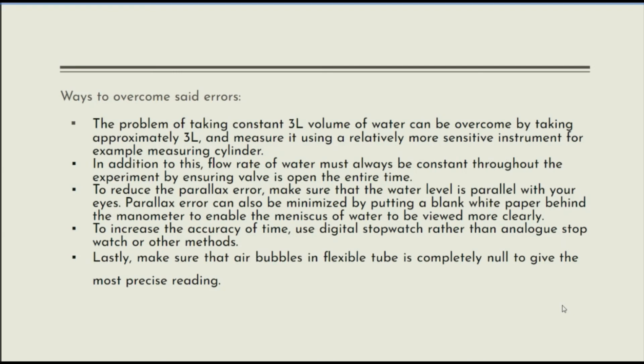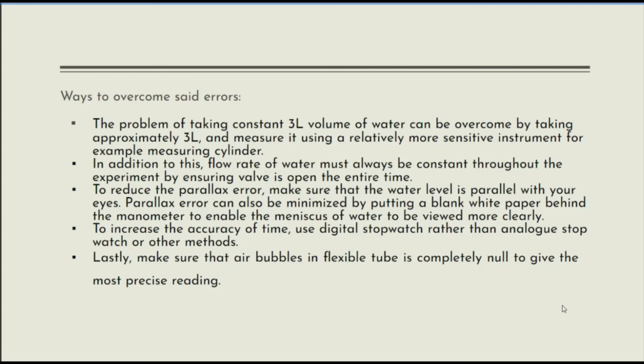Ways to overcome said errors. The problem of taking a constant 3-liter volume of water can be overcome by taking approximately 3 liters and measuring it using a relatively more sensitive instrument, for example, a measuring cylinder. In addition to this, the flow rate of water must always be constant throughout the experiment by ensuring the valve is open the entire time. To reduce the parallax error, make sure that the water level is parallel with your eyes.